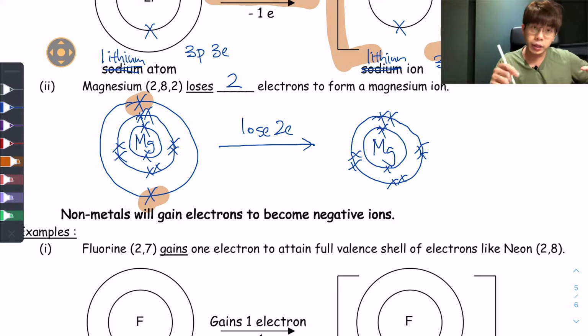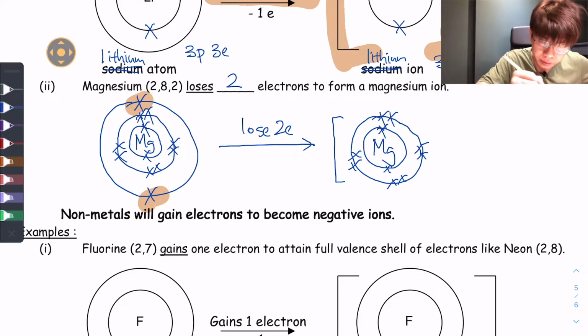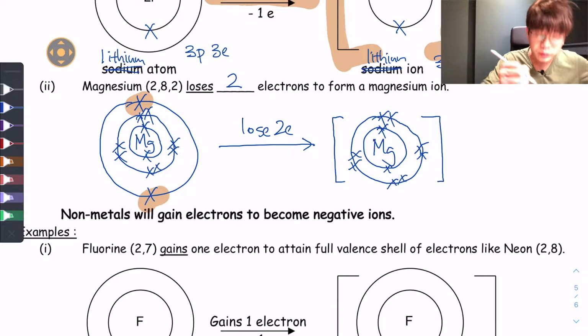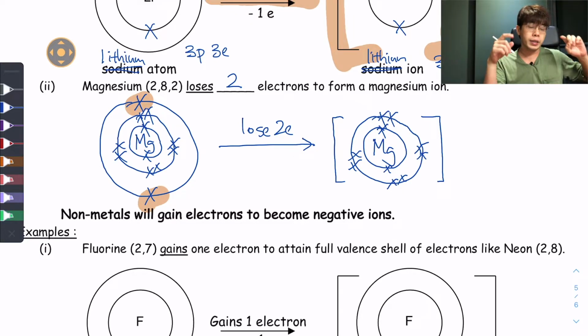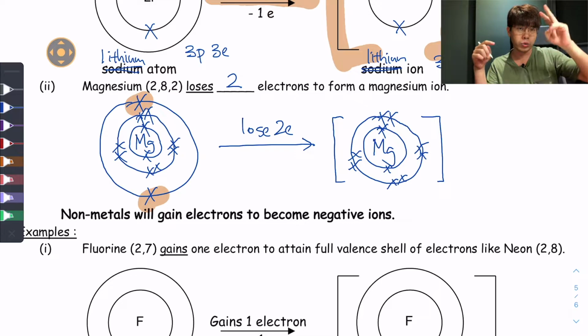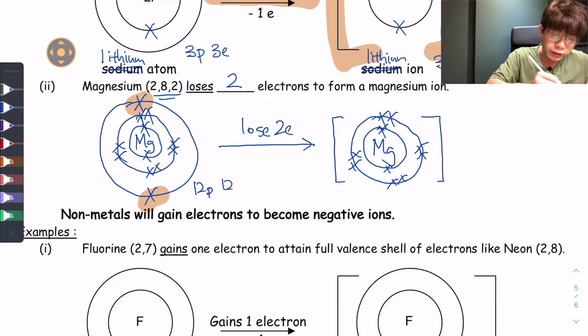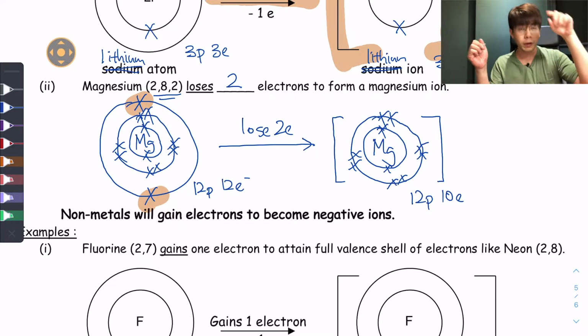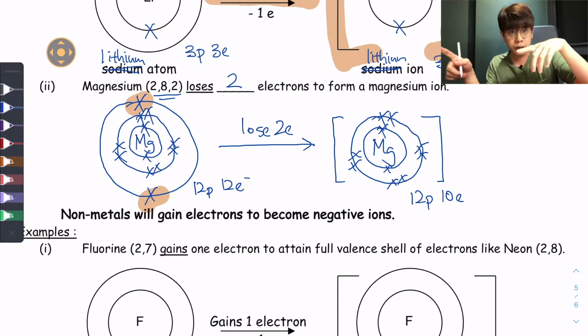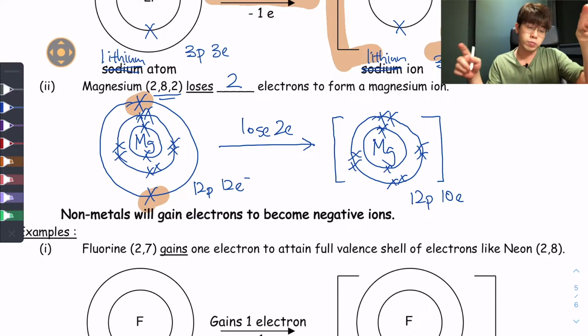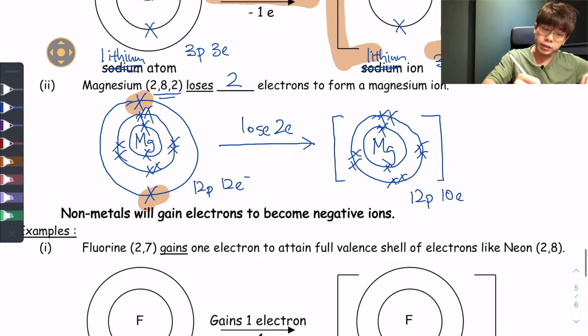I'm not done yet because an ion is a charged particle, so I need to make sure I use my square brackets. I lost 2 electrons, so I have a 2 negative charge change. Or you can think that magnesium initially started with 12 protons and 12 electrons. Now I still have 12 protons, but I have 10 electrons. So I have 12 positive charges and 10 negative charges, 2 positive charges more. Therefore, the charge of the magnesium ion is 2+.